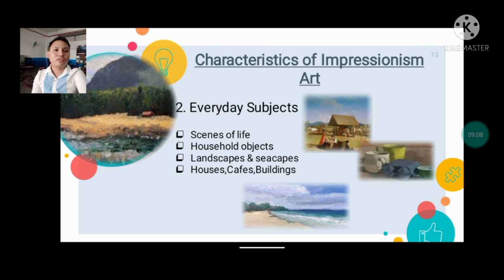Next, we have the everyday subjects. What are everyday subjects? This is their main theme when it comes to painting or art. Scenes of life, whatever happens around them, like women sweeping or women strolling, they will paint it. Then, the household objects. Next, the landscapes and seascapes. And lastly, the houses, cafes, and buildings.